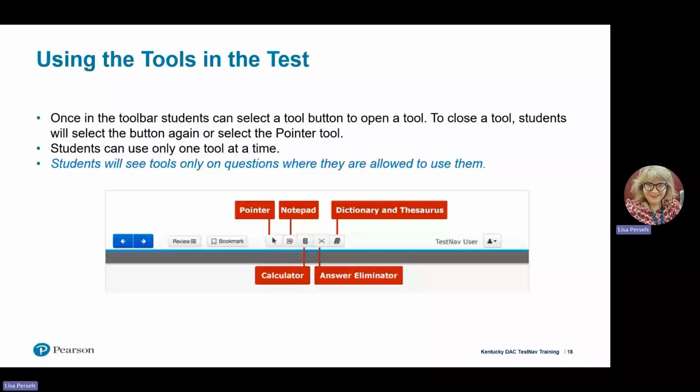In this part of the tutorial, there will be more information about the tools in the test. Once in the toolbar, students can select a tool button to open a tool. To close a tool, students will select the button again or select the pointer tool. Students can use only one tool at a time, and they will see tools only on questions where they are allowed to use them.